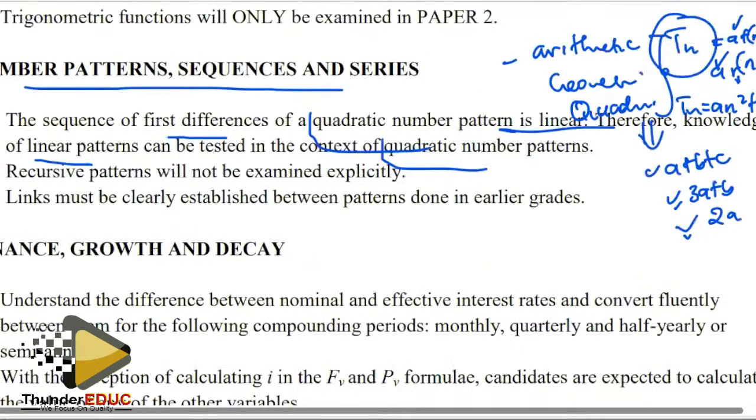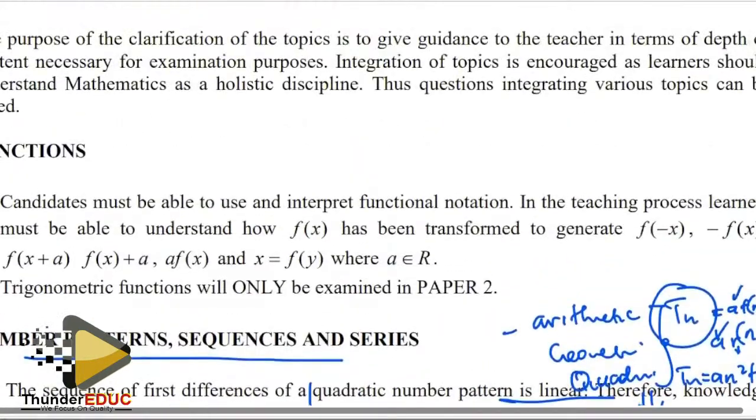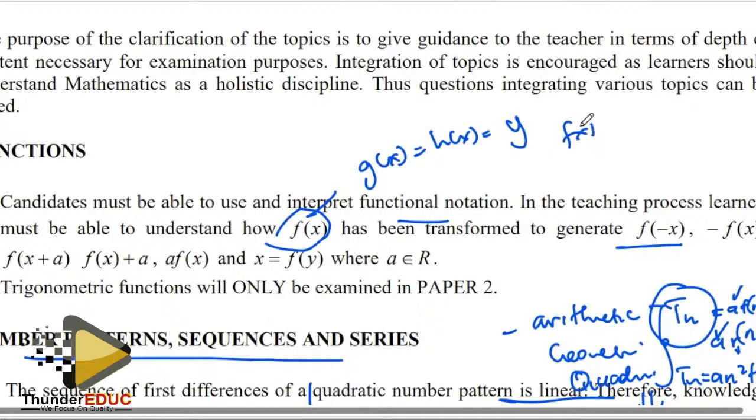Okay? The next we have what we call the functions. I'll just go up a bit. Functions. We need to know and use and interpret the functional notation, okay? When teaching the process, people must know how f of x will be transformed. Remember we said f of x will be the same as g of x, will be the same as h of x, the same as y itself. Okay? So when you have f of x, but then it has turned out to be f of negative x, this is a reflection about the y-axis, okay?